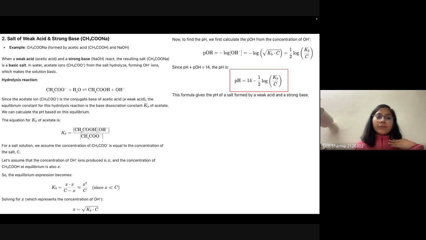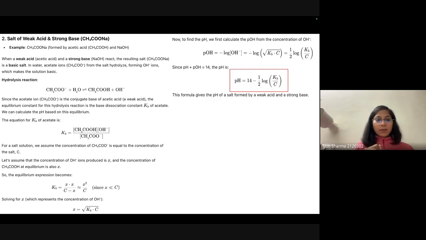But if you have the weak acid and strong base, here I have one example. If you have a salt and that salt is CH3COONa, formed from acetic acid and NaOH, okay, so what will happen? First, the salt will be hydrolyzed, and first you have the acetate ion. That acetate ion will be CH3COO minus.